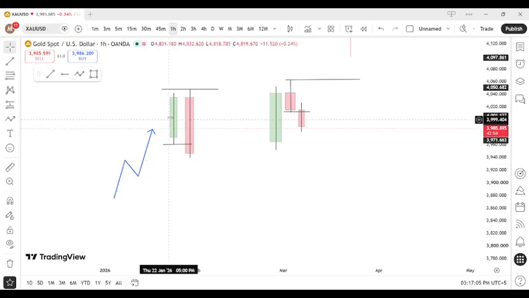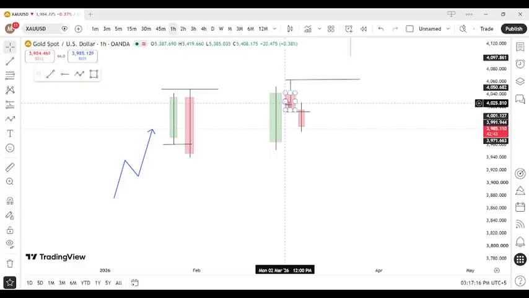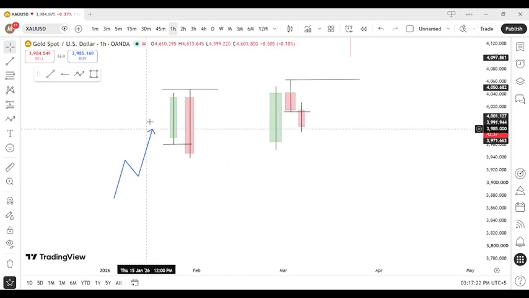A structure high is made if the low of the green candle is engulfed by the red candle, or the market is going upward and the red candle's low is broken by another red candle's body. So this is called a structure high.